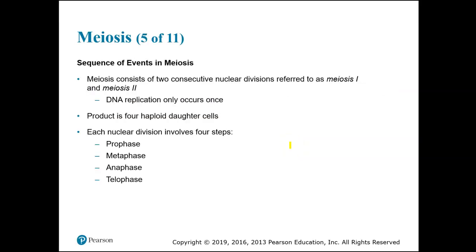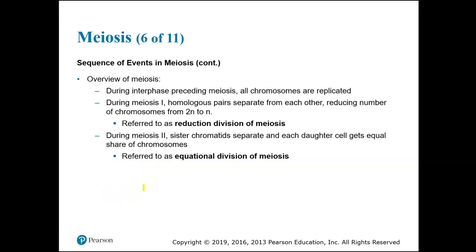The sequence of events in meiosis are called prophase, metaphase, anaphase, and telophase, and each of these occur twice. As far as an overview or summary of what happens in meiosis, there's an interphase at the beginning, which is when your chromosomes are replicated. Your DNA is replicated, so you go from having one chromatid in each chromosome to having two sister chromatids in each chromosome. So during interphase, all chromosomes are replicated, and each chromosome has two sister chromatids.